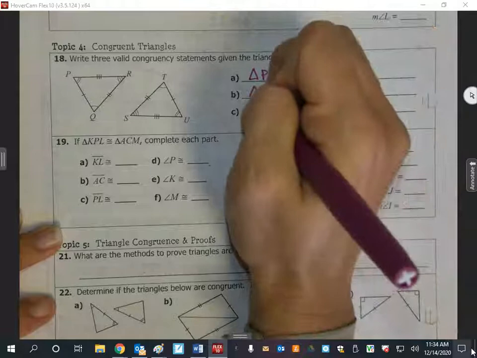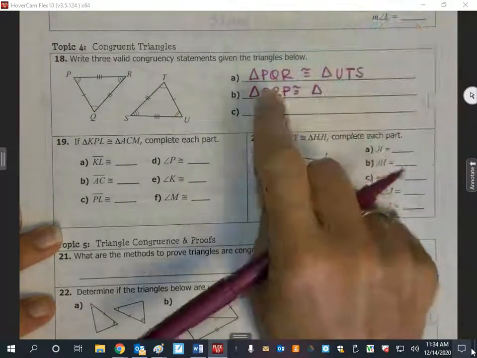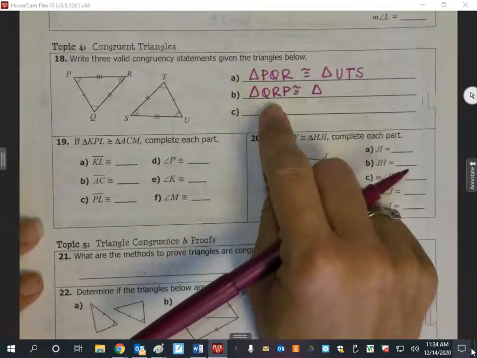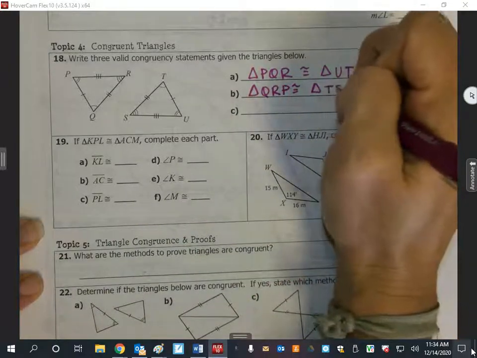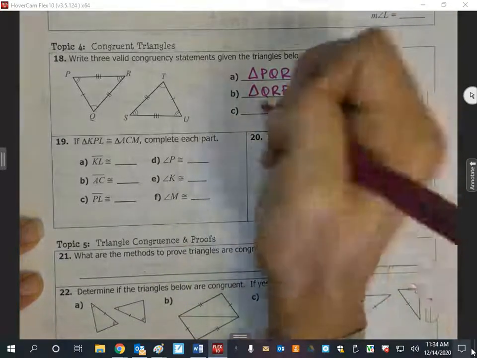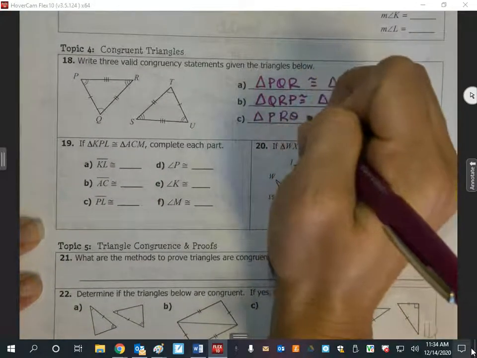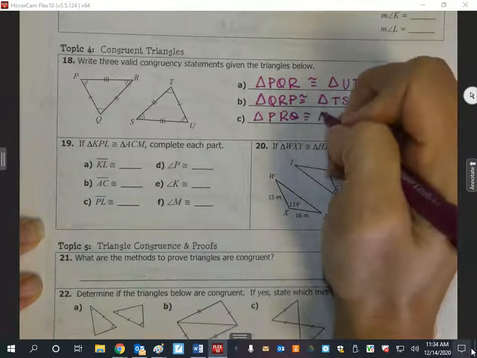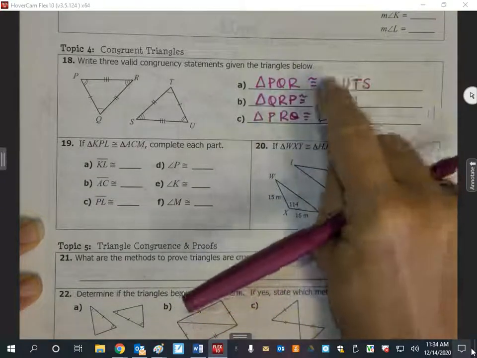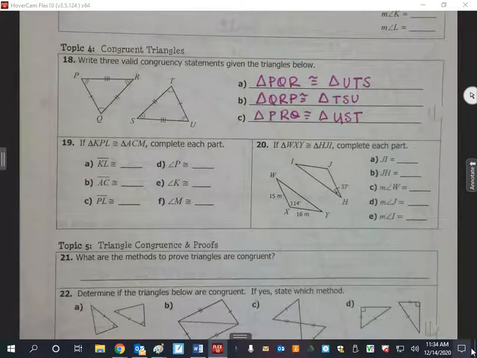So what would the correct congruency statement be for QRP? QRP is congruent to TSU. And what would the congruency statement be for PRQ? PRQ would be UST. And that's what it's asking for when it asks you to do congruency statements.